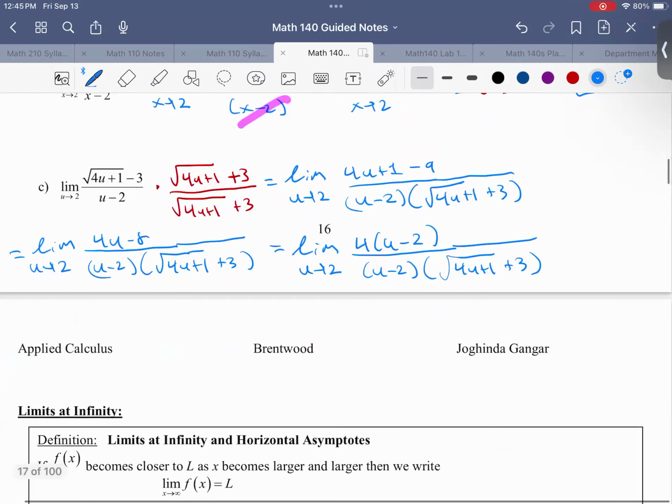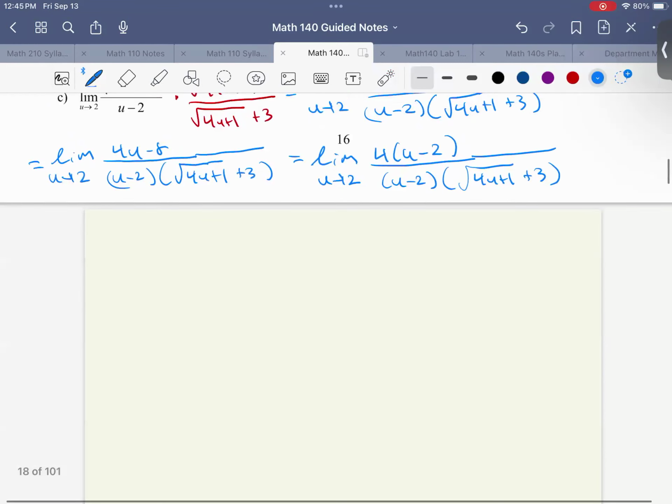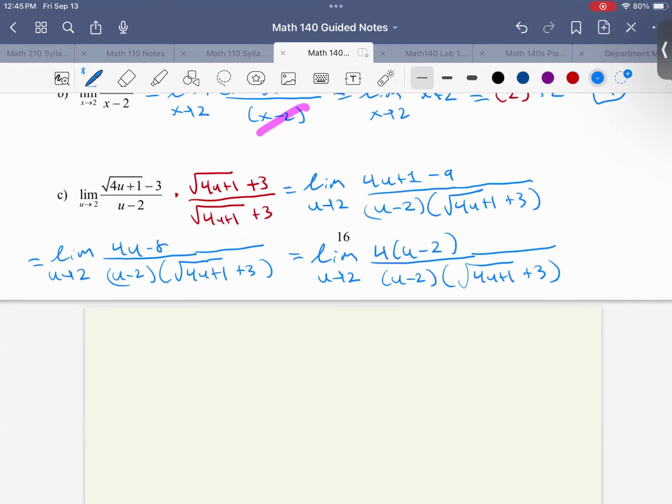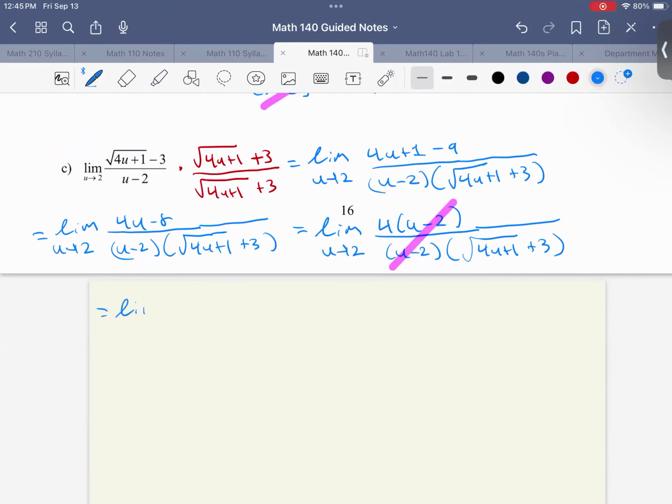Okay, so running out of room a bit, let me add a separate blank page. Okay, so what do I notice about the u minus 2's? They cancel out. I can cancel those guys out. So what I'm left with is limit as u approaches 2 of, I'm going to write the denominator first, the square root of 4u plus 1, plus 3, all over 4.